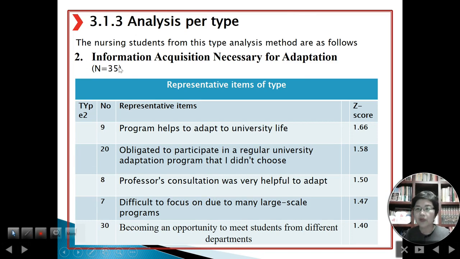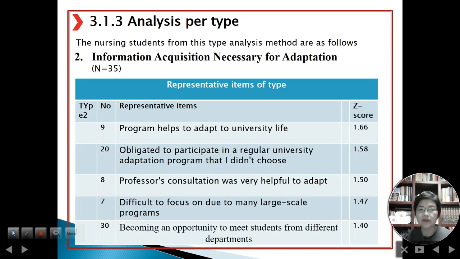Type 2, information, a question necessary for adaptation. Item 9, program helps to adapt to university life, G-score 1.66. Item 20, obligated to participate in a regular university adaptation program that I didn't choose, 1.58.